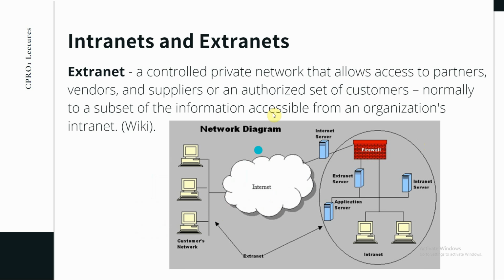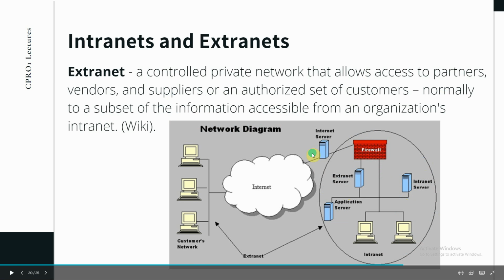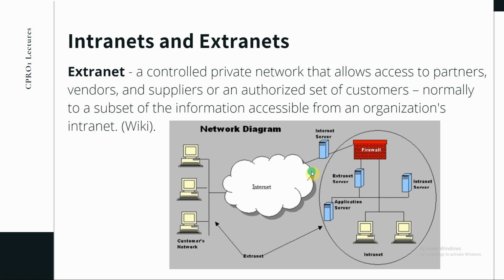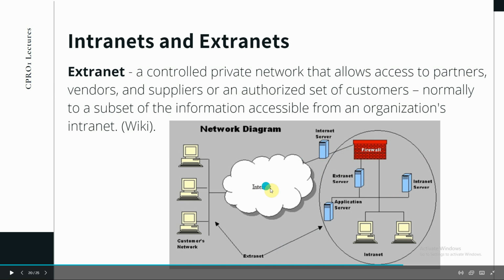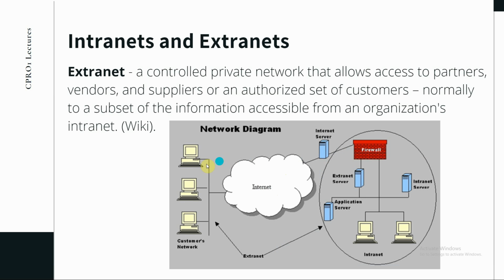Now the opposite is extra, which is outside. An extranet is a controlled private network, but it allows access to partners, vendors, and suppliers, or an authorized set of customers outside the network, and is normally a subset of the information accessible from an organization's intranet. The intranet exists inside, as you can also see in the diagram. But the extranet allows access to the outside through this connection, or we can use the internet itself as our way to communicate with outside networks.